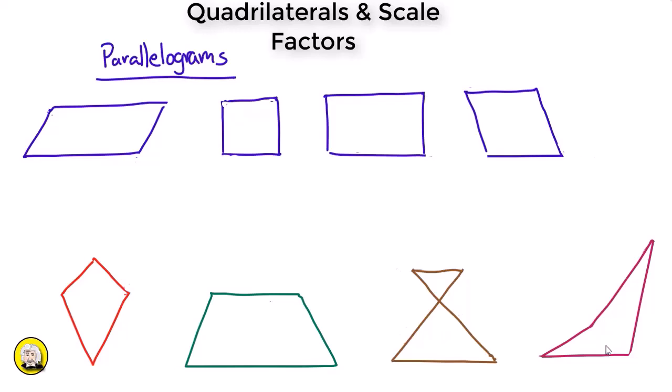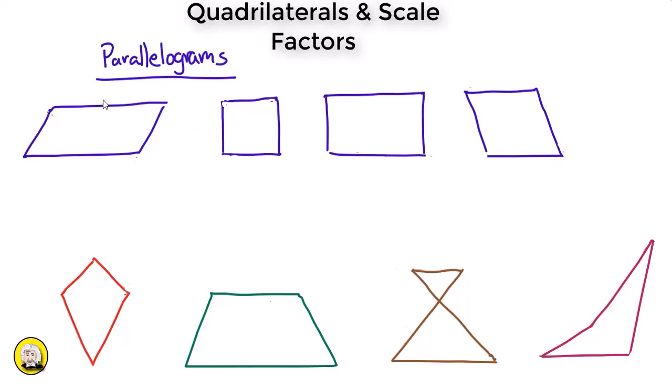Quadrilaterals. As you might remember from our polygon lesson, quadrilaterals are four-sided figures that are enclosed shapes made up only of straight lines. And they come in all sizes and shapes. For example, we have parallelogram.